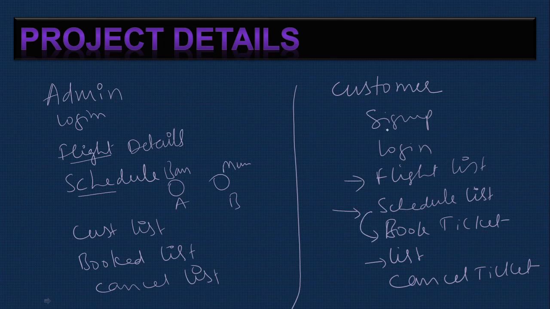Once you sign up, the customer list will come. Once you book the ticket, the booking list will come. In case you cancel, then the cancel list will come. And here you can see the list of the bookings you have done. So this is the basic set of things required in an entry level project, and these are the things we'd like to make and show you.